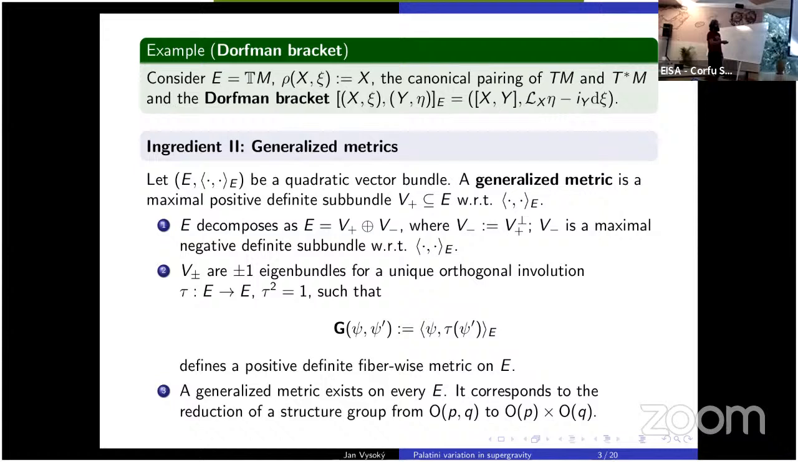And there is some group theoretical way how to say it. So you can prove that there is always generalized metric and it in fact corresponds to reduction of a structure group of O(p,q). This is the original structure group of your quadratic vector bundle, and you can reduce it to its maximal compact subgroup O(p) times O(q).